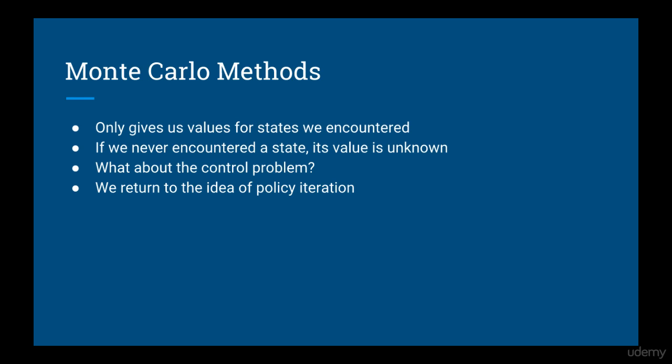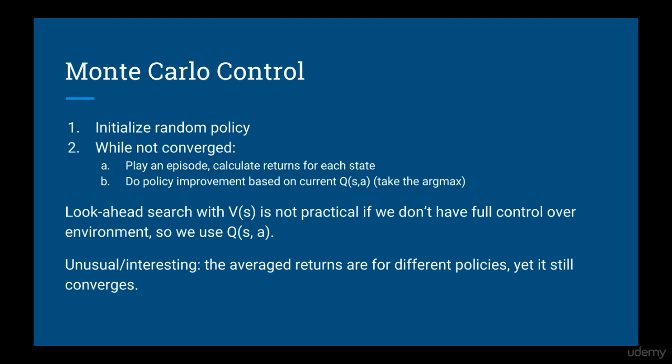We again turn to this idea of policy iteration. The main steps are these. First, we initialize a random policy. Then we play an episode and get the returns and recalculate the value function based on the returns we've collected so far. This is the policy evaluation step. Then we do the policy improvement step, which is the exact same as for dynamic programming. We just take the argmax.